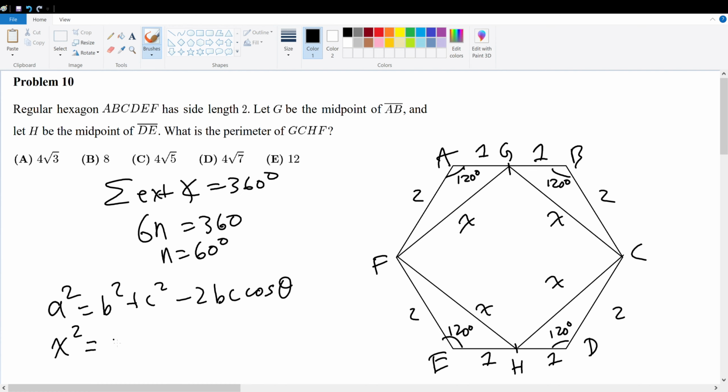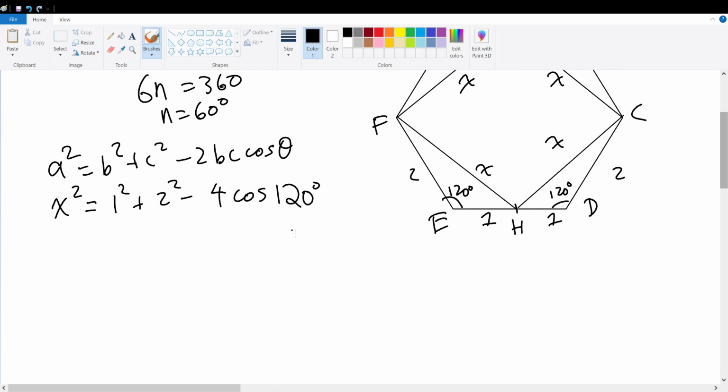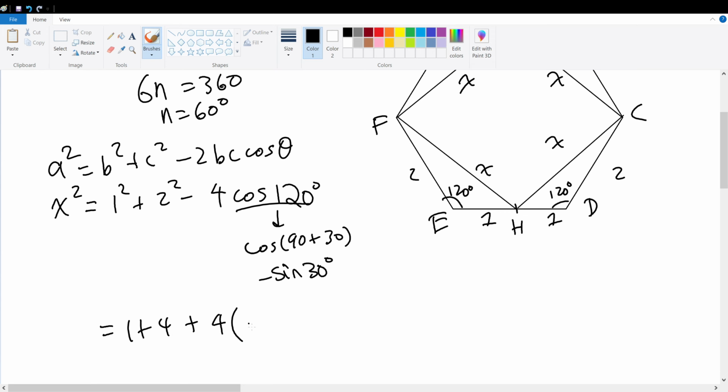The other side lengths give 1 squared plus 2 squared minus 2 times 2, which is equal to 4, times the cosine of the central angle of 120 degrees. Now, cosine of 120 can be rewritten as the cosine of 90 plus 30, which becomes the negative of sine 30 degrees. And from this formula, this can become 1 plus 4 plus 4 times sine 30, which is 1/2. So that's equal to 5 plus 2, which is equal to 7.